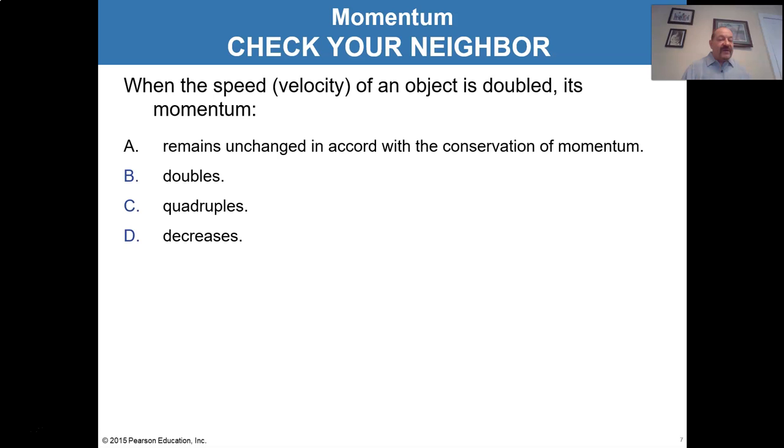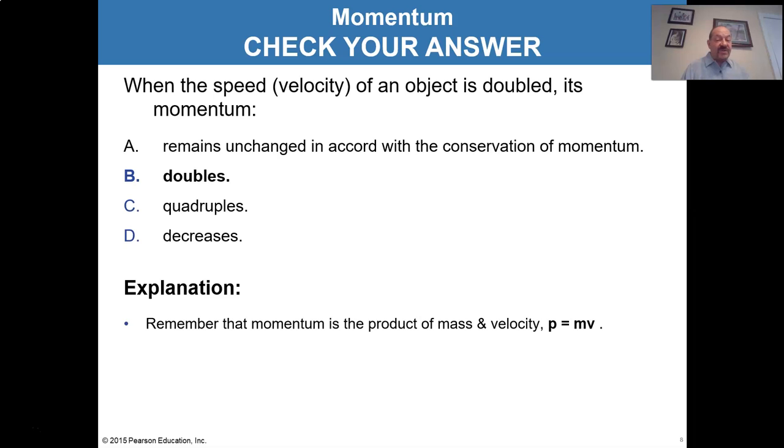When the speed or velocity of an object is doubled, its momentum is, well, we've already talked about this. A, remains unchanged in accord with the conservation of momentum. B, doubles. C, quadruples. D, decreases. Well, if you double the velocity, double the speed, you will double the momentum. A says remains unchanged in accord with conservation of momentum, but that is the change in momentum before and after some event. We're not talking about an event where it keeps the same in before and after conditions. We're talking about purposely increasing the momentum of an object by increasing its velocity.